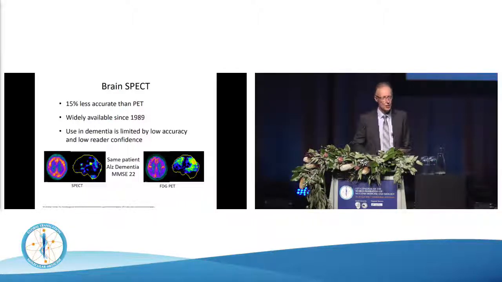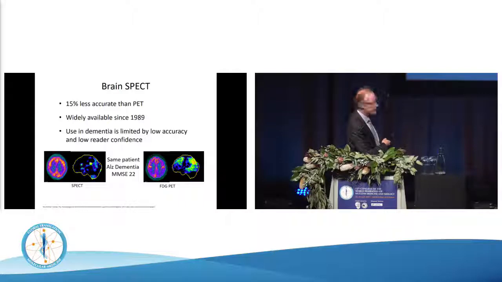This is the same patient. They had a SPECT and a PET. They do have established dementia. Their mini mental state's 22, so there's no doubt they've got dementia. The FDG PET is extremely clear, either just looking at it on SLICE or on Neurostat.